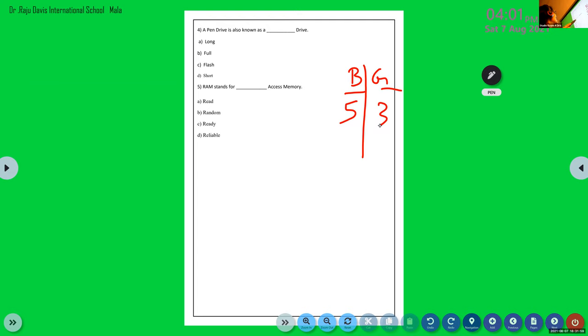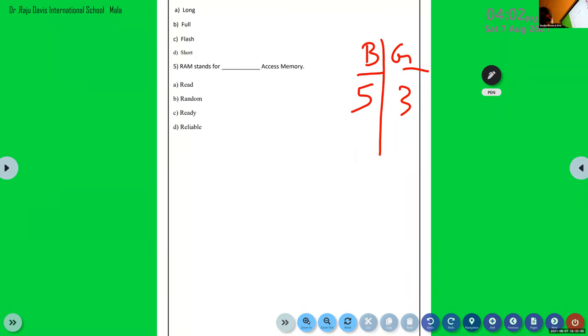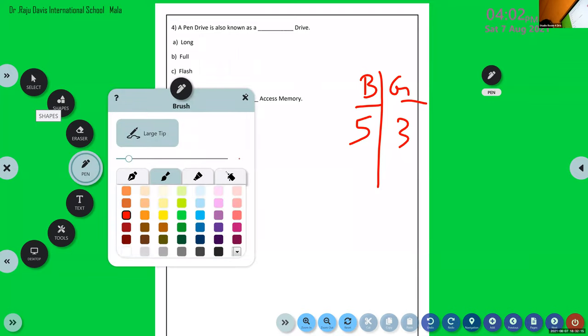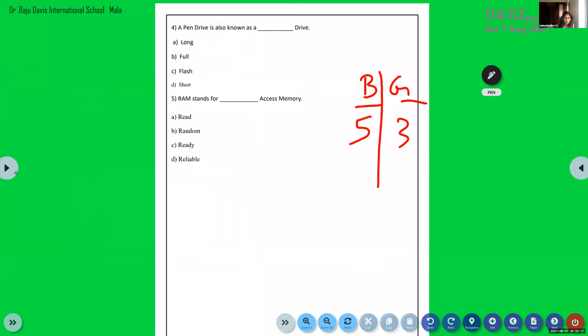Easy question. A pen drive is also known as dash drive. Which is the option? Pen drive is also known as what? Dash drive. Yes. Simple. Flash drive. Excellent. It is flash drive. Very good. Last and the final question.